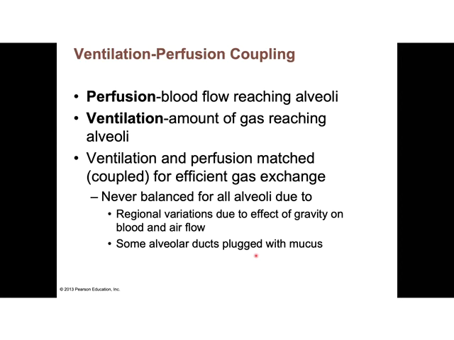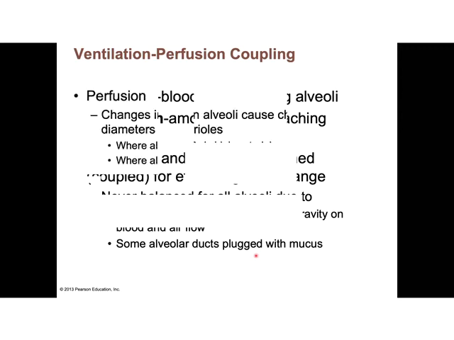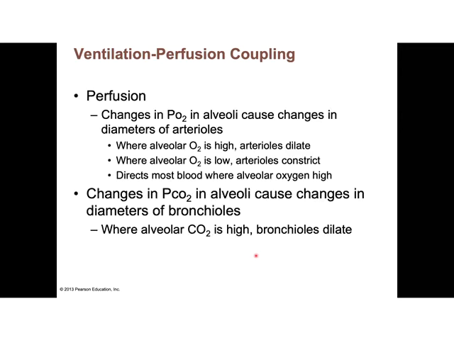Okay? And it's the action of smooth muscle in both the bronchioles and in the arterioles that's able to pull this off, right? And in the thoroughfare vessels, okay? And so the idea here, again, is to get that matchup to be the most efficient possible, okay? Changes in oxygen levels in the alveoli cause changes in the arterial diameter. Where alveolar oxygen's high, the arterioles dilate, and vice versa, okay? Changes in CO2 levels cause changes in bronchial diameter. Where alveolar CO2 is high, bronchioles dilate, okay?